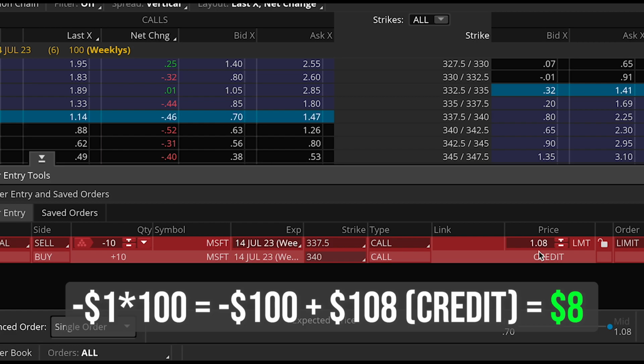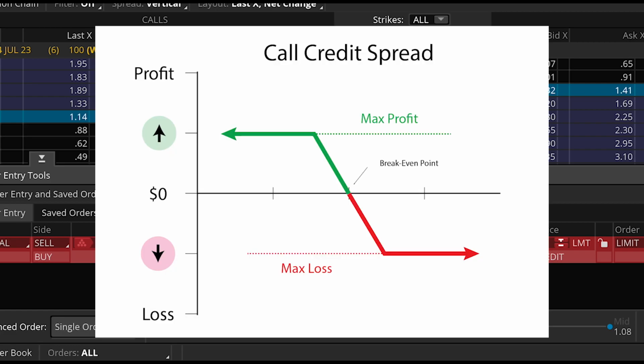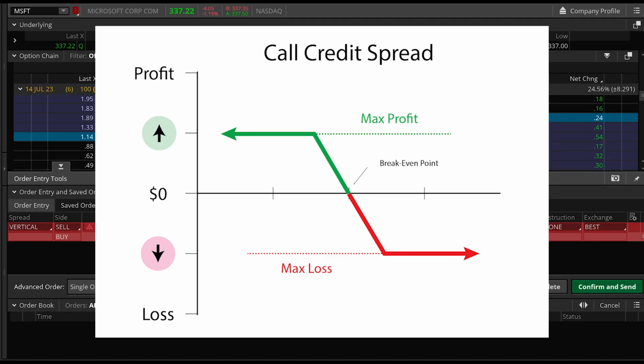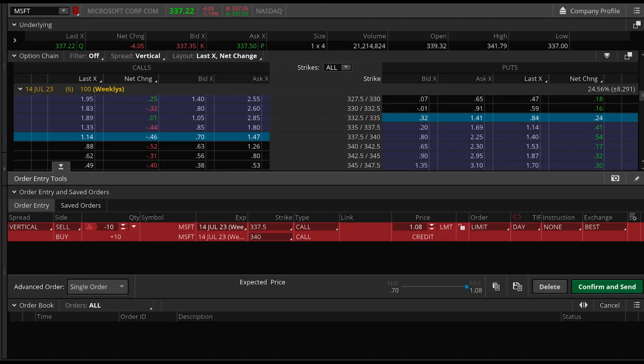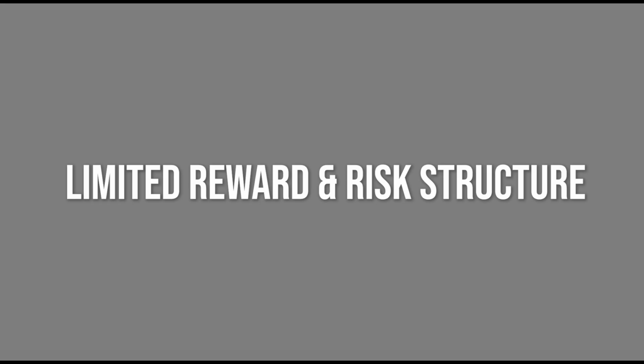The profit and loss chart will look like this, very similar to what you saw on the bull side, but just flipped. Linear line between 337.5 and 340. Okay, so credit spreads are popular among traders because they really offer a limited risk and a limited reward potential, right? You make a certain amount and you can only lose a certain amount.